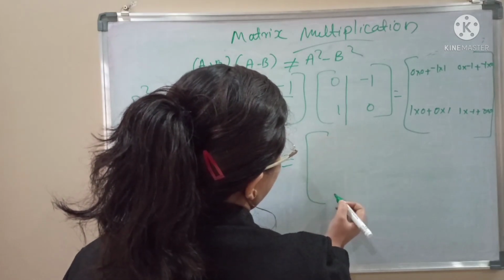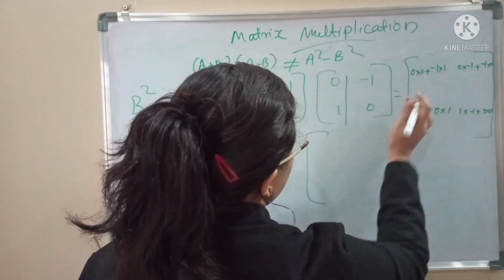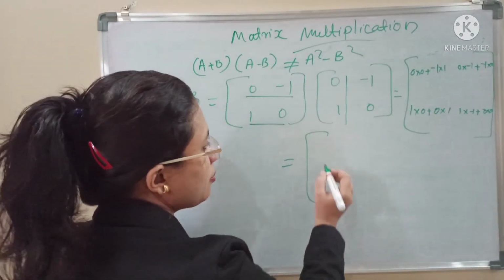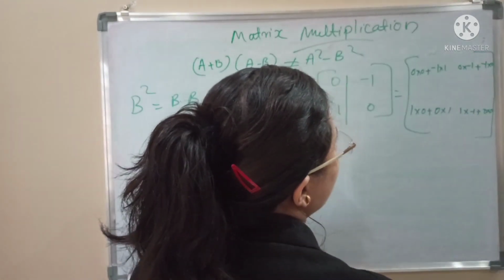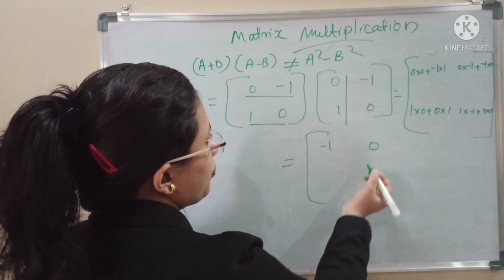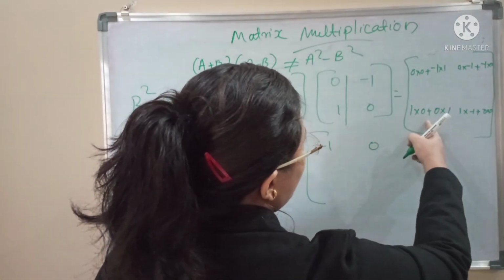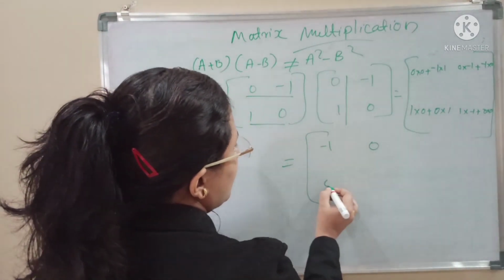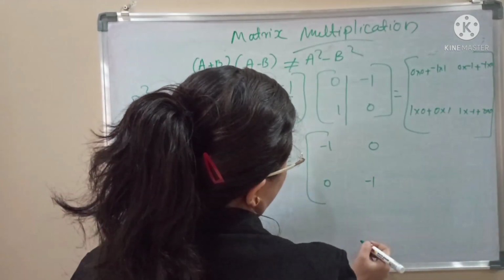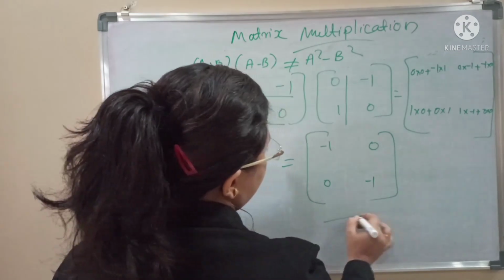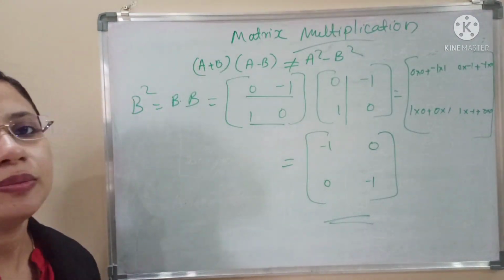So the answer will be 0 plus minus 1 into 1 is minus 1. Minus 1 into 0 is 0. Again minus 1 into 0 is 0. 1 into 0 plus 0 into 1, 0. Minus 1 into 1, minus 1 plus 0. So this is our B square.